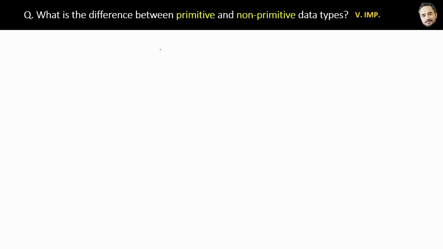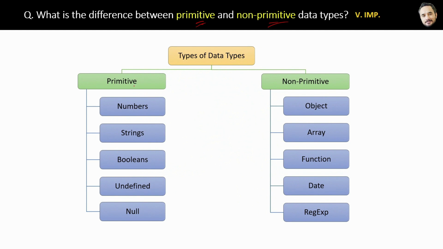What is the difference between primitive and non-primitive data types? Very important question. Here is the list of data types in JavaScript. First of all, primitive and non-primitive are the categories of data types. The actual data types are number, string, boolean, undefined, etc., which come under primitive data types. Similarly, object, array, function, date, and regex are the data types that fall under the non-primitive category. These two categories were created because they have some fundamental differences.